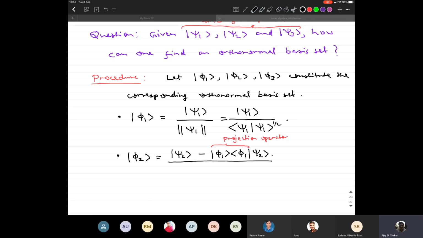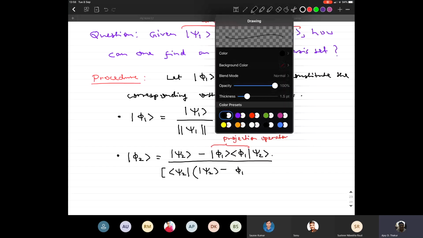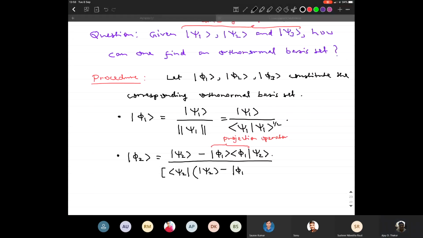So basically what we do is we take the norm of psi2 minus phi1 outer product with psi2. Here we have to be careful that this is an outer product; we will soon describe what an outer product is, for notational convenience. Phi1 and then psi2, and take the square root of this.